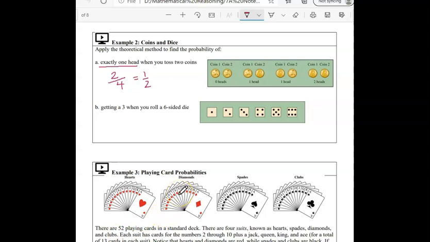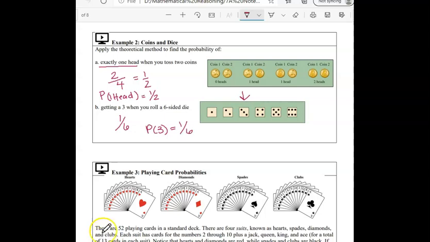Okay. If you're getting a 3 when you roll a die, well, if I rolled a die, I could get a 1, a 2, a 3, a 4, a 5, or a 6. These are all the possible choices. So out of those 6 choices, there's a 1 out of 6 chance that I could get a 3. That would be the probability. And now the way we want to write this is we want to say the probability that we are going to get 1 head. Well, that's 1/2, 2 out of 4. So the probability that we're going to roll a 3 is 1 out of 6.